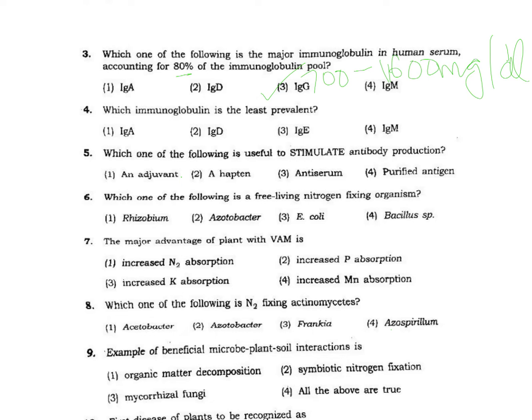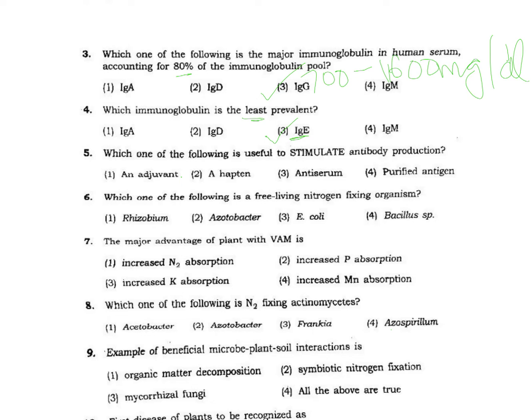Question number 4 is related to question number 3. It says, which immunoglobulin is the least prevalent? Remember, least prevalent. Option 1, IgA; IgD; IgE; and IgM. The correct one is again option 3, but here it is IgE. IgE concentration is around 10,000 times lower than that of IgG.